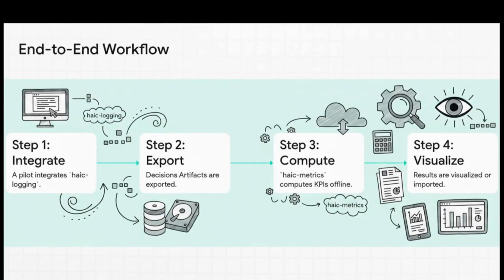And here's what that workflow looks like from end to end. Your app uses haic-logging to create the artifacts. Those files get saved somewhere. Could be your local disk, could be cloud storage, doesn't matter.